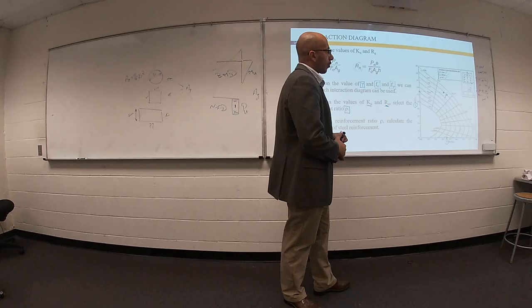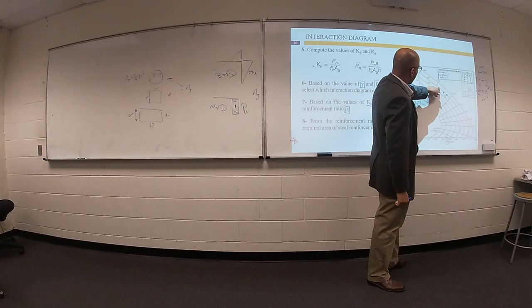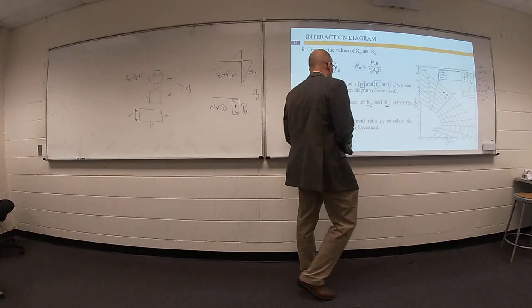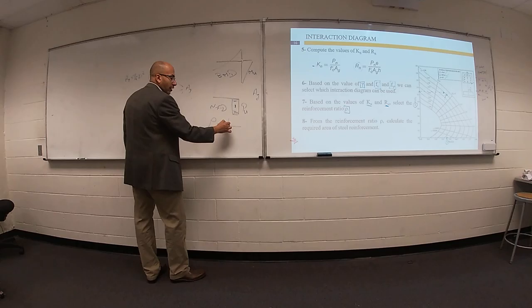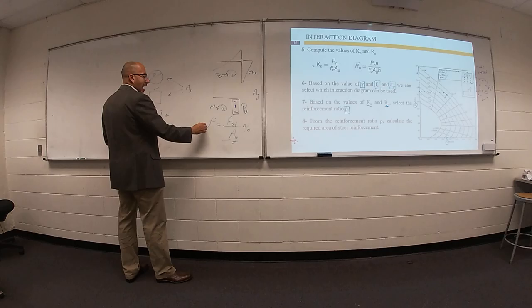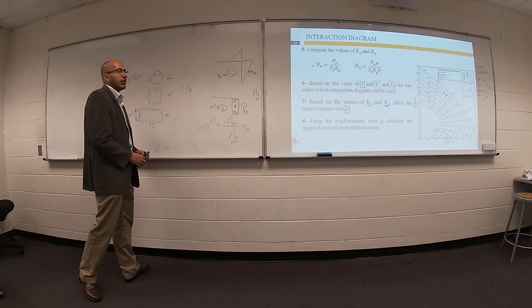Rho is given for this curve, 0.08. For this curve, 0.07. For this curve, 0.06. You are in between these two curves, so we can select something between 0.06 and 0.07. So I can figure out what is the value of rho. And rho equal area steel divided by area gross as a percentage. I know what is the area gross of your column. Now I can figure out what is the rho value. Then I can go ahead and calculate what is the area steel required to support this column.